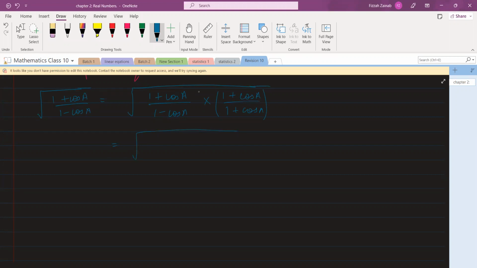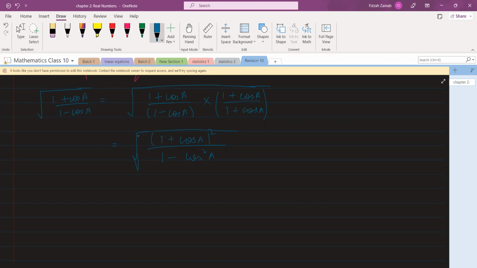Now, 1 plus cos A, 1 plus cos A. So this is 1 plus cos A whole square, isn't it? And this is 1 minus cos A into 1 plus cos A. This is A minus B into A plus B, so this is A square minus B square. 1 minus cos square A, right? Don't open the bracket. It will go because you have under root outside and then you have square. They will cancel out each other.